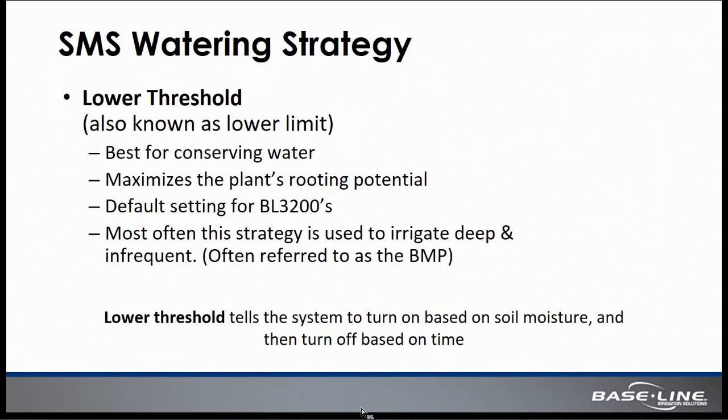So the most common watering strategy that is employed with soil moisture sensors is the lower threshold watering strategy. And essentially, the lower threshold tells the system to turn on based on soil moisture and then turn off based on time. And we're essentially controlling the frequency of irrigation cycles using this watering strategy to determine if, when a start time comes up on an irrigation controller, is that application of water really necessary based on how much moisture is in that soil profile and available to the plant material at that given time.